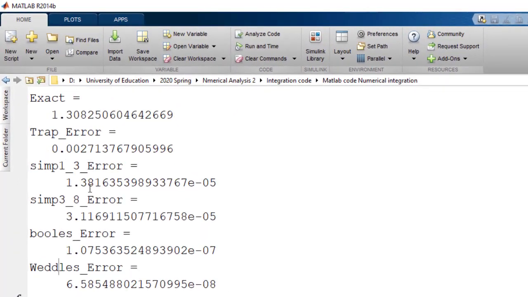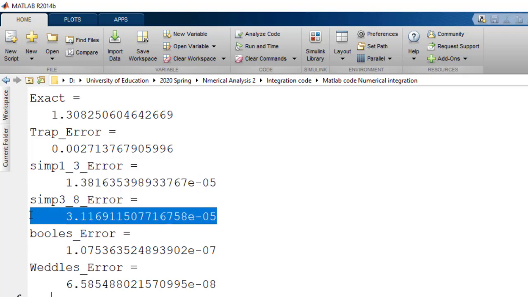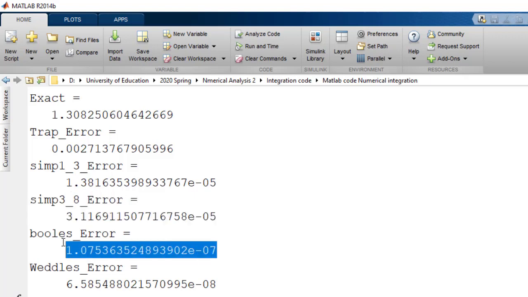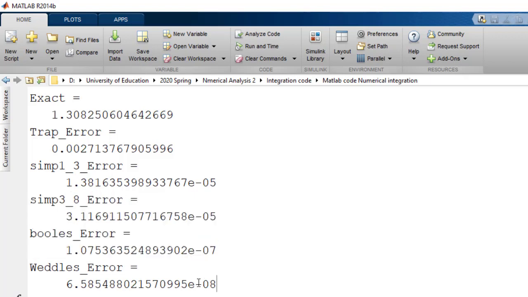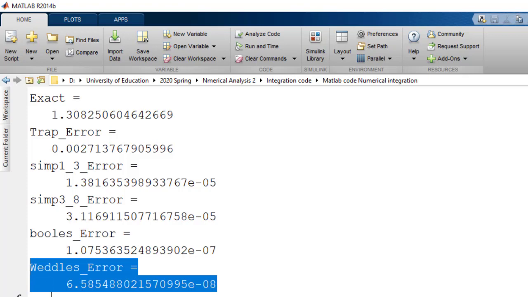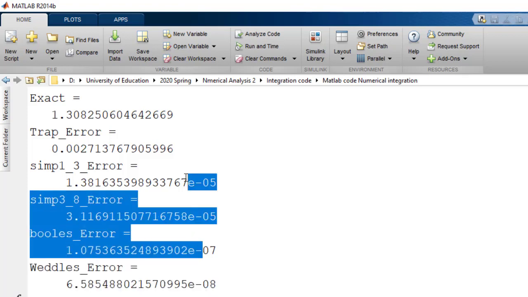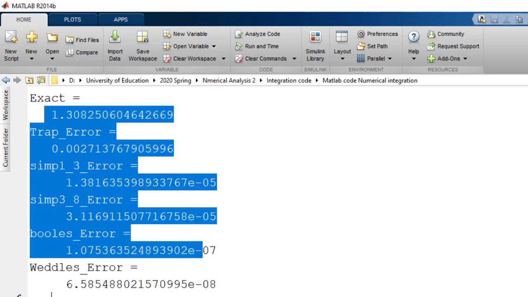So this is the error of the trapezoidal rule for n is equal to 12, this is the error of Simpson 1/3, this is the error of Simpson 3/8, this is the error of Boole's rule, and this is the error of Weddle's rule. So again Weddle's rule as compared to the other schemes is more accurate.